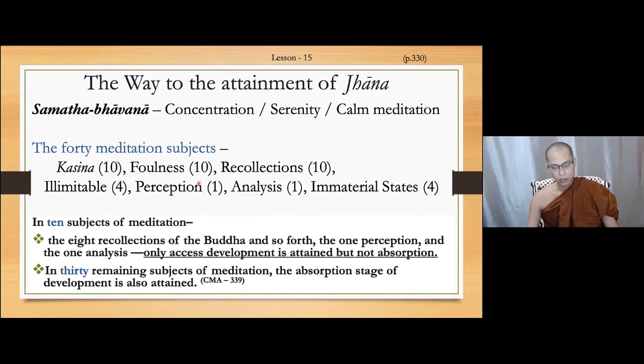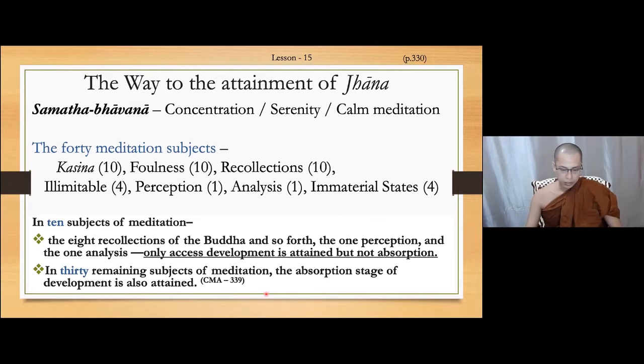And another one is the perception of the loathsomeness in food, and the analysis of the elements. Then the 4 immaterial states. Altogether, there are 14 meditation subjects for samatha bhavana. Out of the 14, the 10 meditation subjects only support the development of access concentration, and do not support attaining the absorption level of concentration. The other 30 remaining meditation subjects can support the attainment of absorption too. This is what the Abhidhammattha Sangaha mentions in chapter 9.